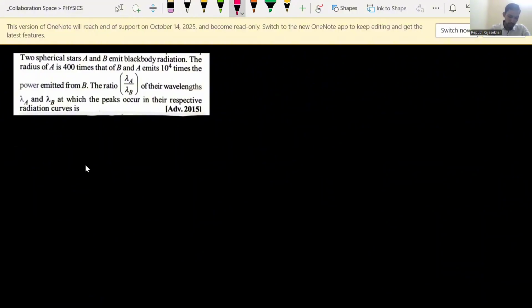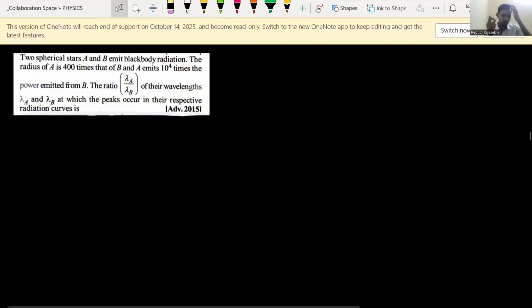Two spherical stars A and B emit black body radiation. The radius of A is 400 times that of B, and A emits 10 power 4 times the power emitted from B. The ratio lambda A by lambda B of the wavelengths at which the peaks occur in their respective radiation curves is.